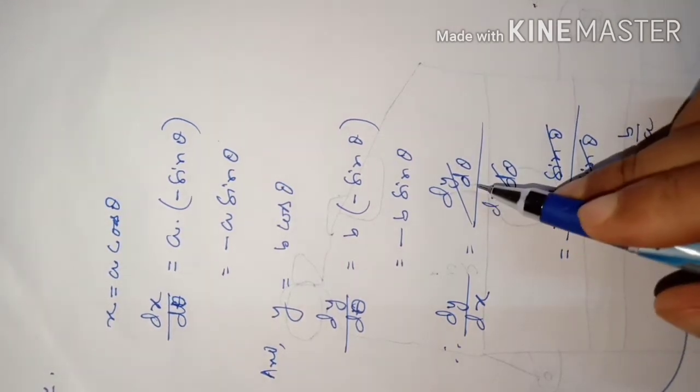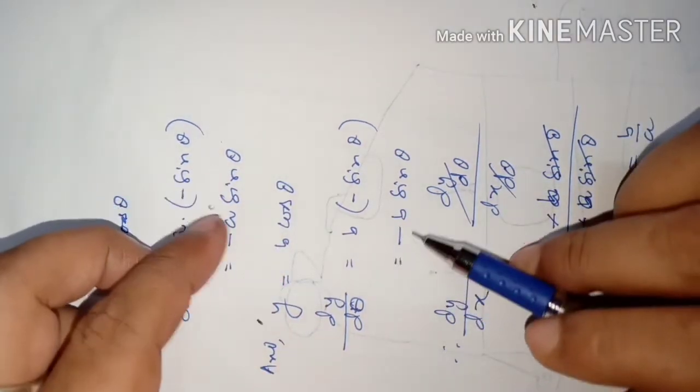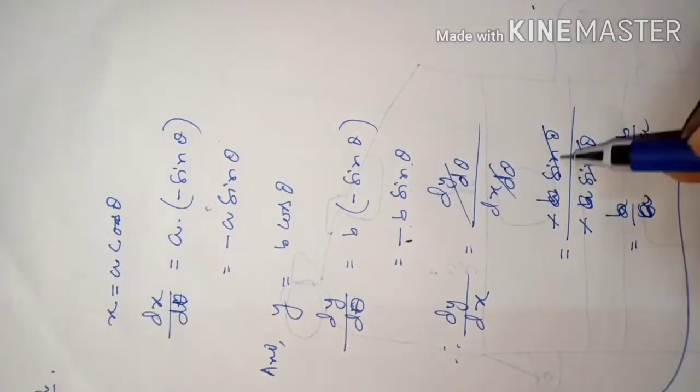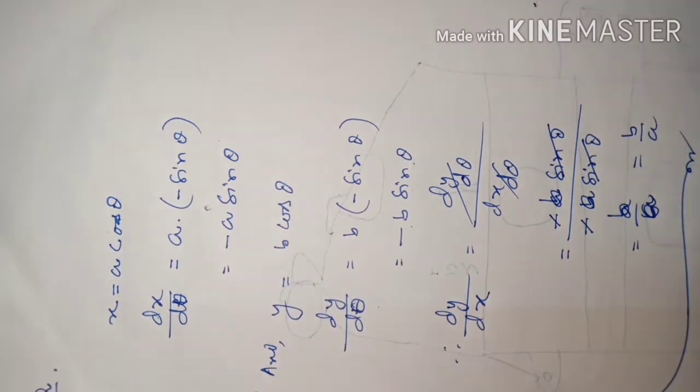Because I made a mistake here, dy by d theta I wrote as a sin theta, not like that. dy by d theta is minus b sin theta, no? That's right, b sin theta cancelled, so it will be b by a. This is our final answer.